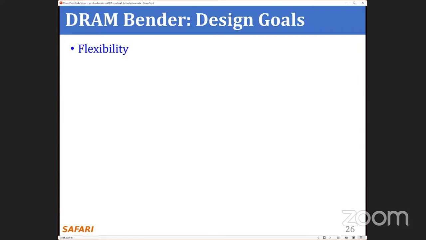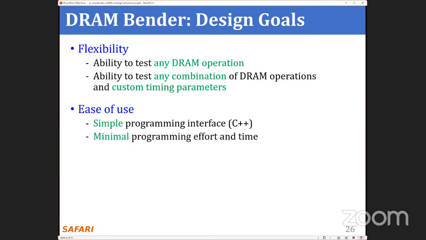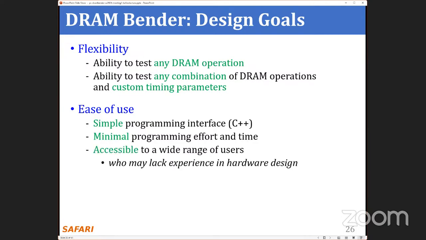So here comes the design goal of DRAM Bender to overcome the previous limitations. First, it's flexible so that we can test any DRAM operation. We should be able to test any combination of DRAM operations, or in other words, any combination of DRAM commands, with precise control of the timing parameters. It should be easy to use. DRAM Bender provides a simple programming interface in C++, so that we can minimize the amount of time spent on programming DRAM Bender itself. As a result, it's accessible to a wide range of users, even to those without a lot of experience in FPGA and hardware design.